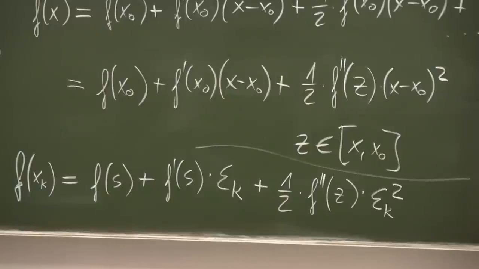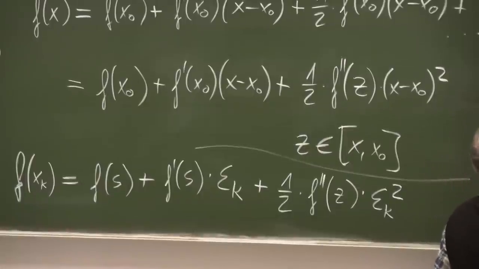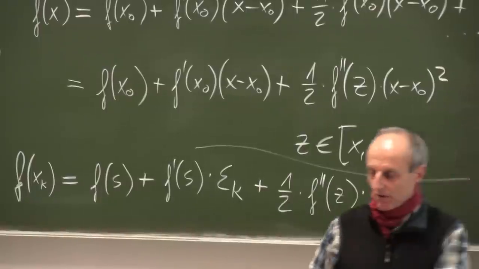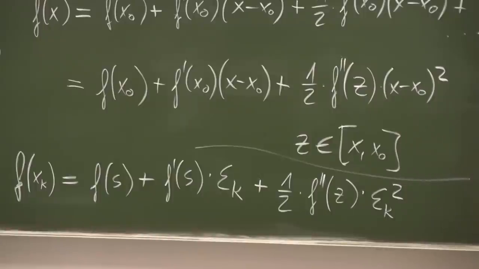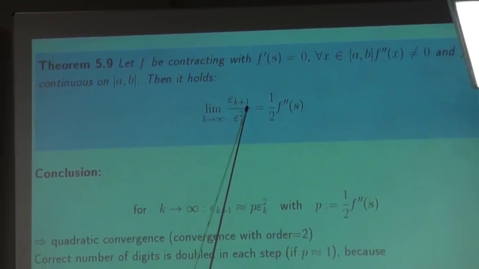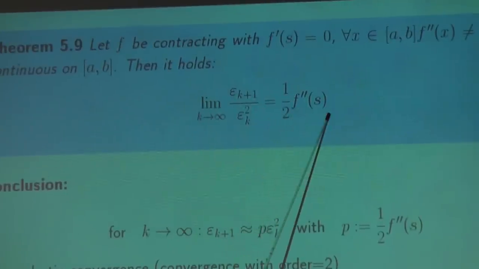And now we can look at this slide. So we want to prove theorem 5.9. What is theorem 5.9 again? We want to prove this equation. And what we do is we start computing epsilon k plus 1 and show that this is 1/2 times second derivative at s times epsilon k squared. That's what we do.